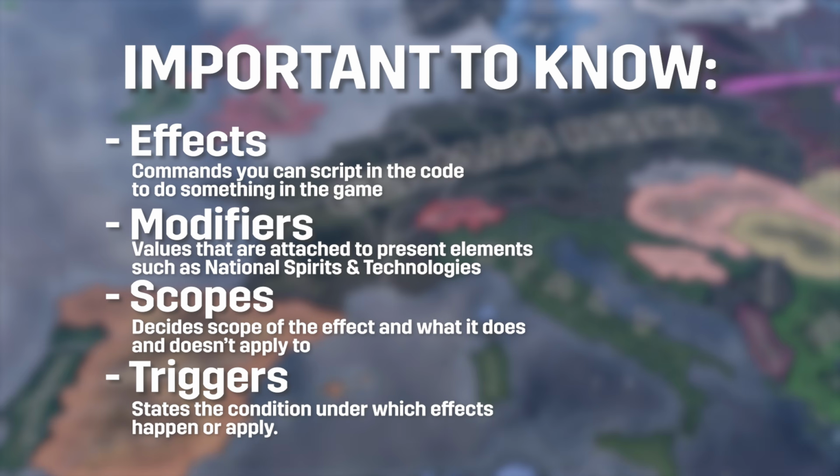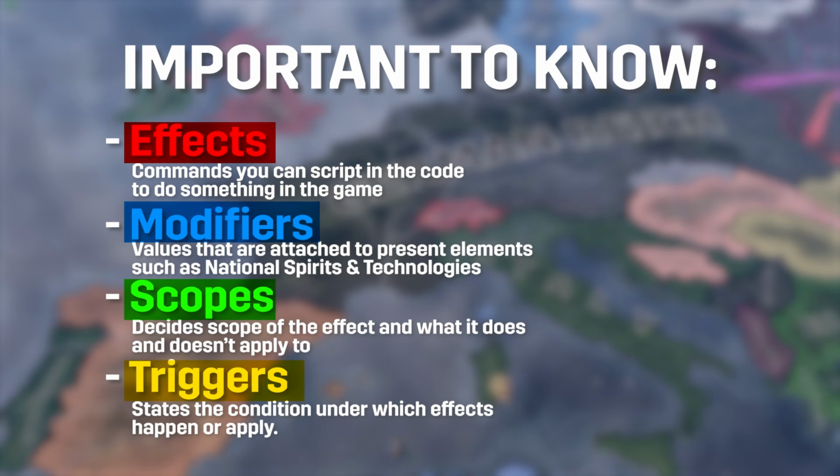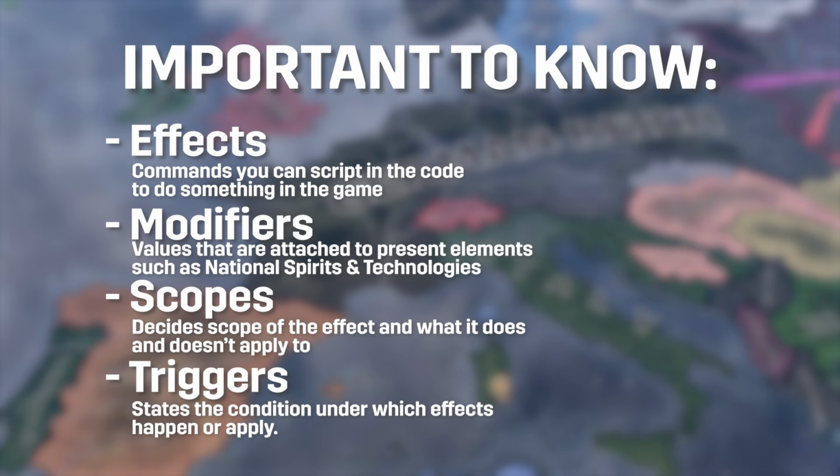With this in mind, we will now create an event that will fire a few days after the game starts. It will use a trigger to see if the scope of your country is at war or not. If you are not at war, an effect will give you a national spirit with a modifier to your political power gain. If you are at war, an effect with the scope of your enemy will give them a national spirit, modifying their political power gain. First, we will create the national spirit.